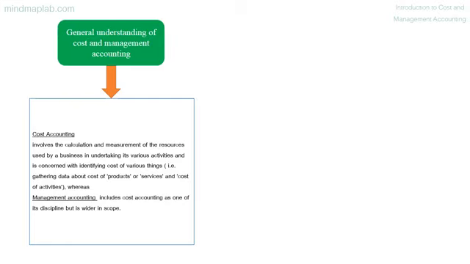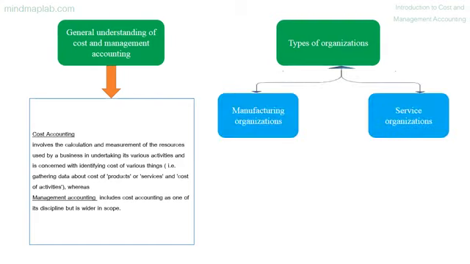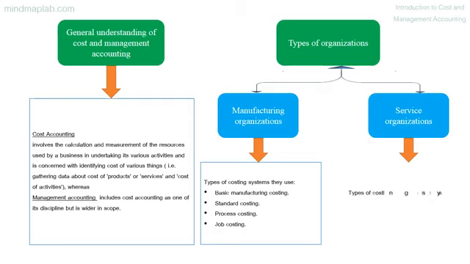Cost and management accounting deals with various types of organizations. There are manufacturing organizations and service organizations. Manufacturing organizations. Types of costing systems they use: basic manufacturing costing, standard costing, process costing, job costing. Service organizations. Types of costing systems they use.